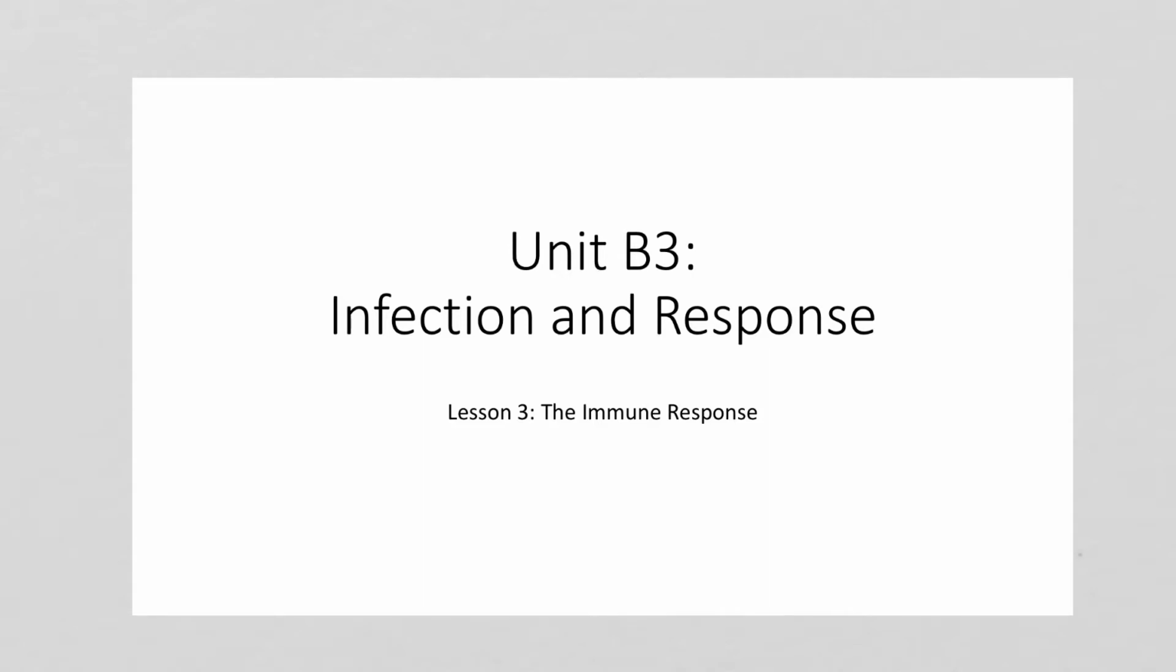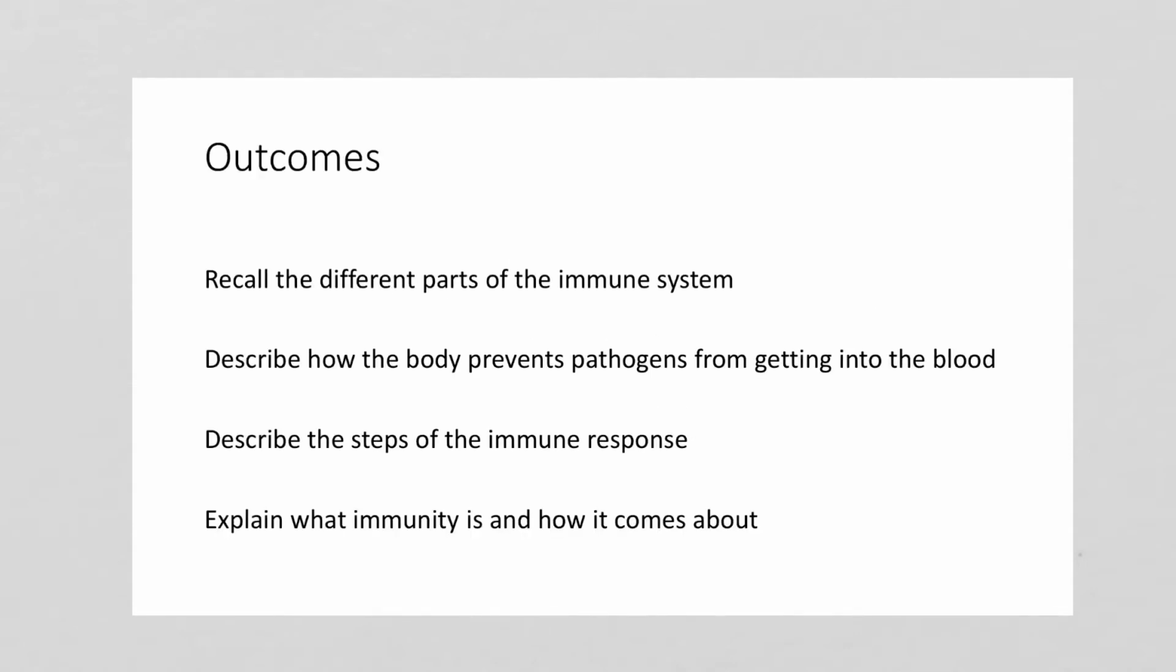This is lesson 3 in the Unit B3 Infection and Response unit, and we're going to be talking about the immune response today. So in lesson 1, we learned about pathogens, the 4 different types of pathogens. In lesson 2, we learned about different diseases, the 7 diseases you need to know for the AQA GCSE specification, as well as how these pathogens are spread and what we can do to reduce the spread. In lesson 3 today, what we're going to be looking at is what happens in your body once those pathogens get in. How does it defend itself?